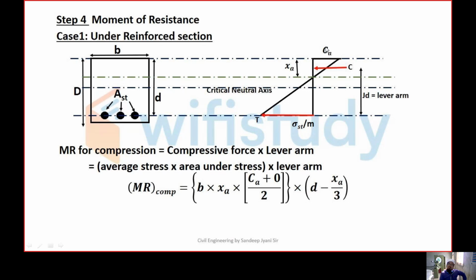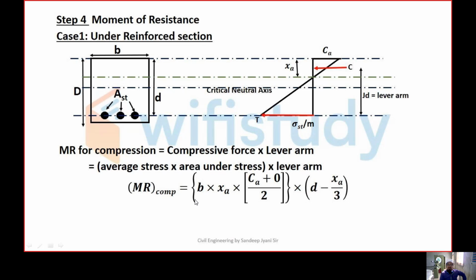Here the maximum stress acting in the compression zone is CA, and the minimum stress is at the depth of neutral axis. At the neutral axis, what is the compressive stress at that point? It will be equal to 0. So CA plus 0 by 2 becomes the average stress. And the area, what is the area formula? B into XA. It is B and it is XA.